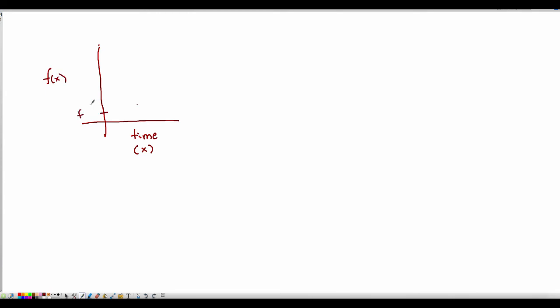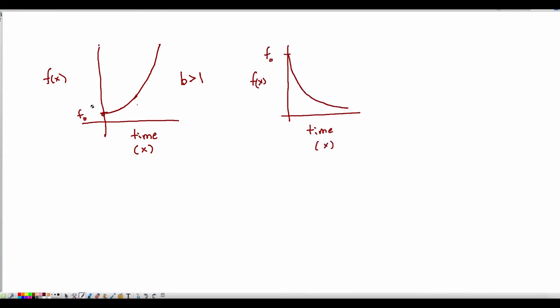If you were to graph this with your x versus your f of x, you start at the beginning point, and if your b value is greater than 1, you get growth. And if your b value is less than 1, so you start at some number and you're going to go down by a fraction, some number between 0 and 1, you get decay. That's the big difference.